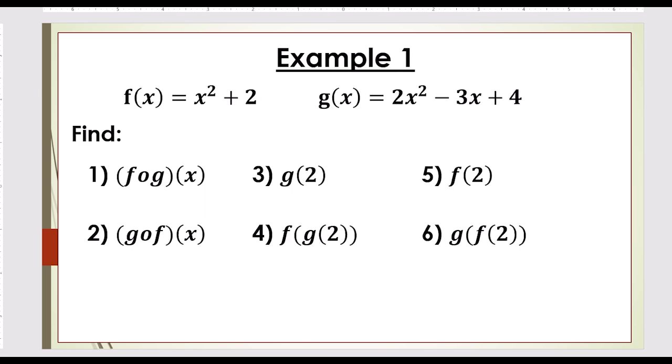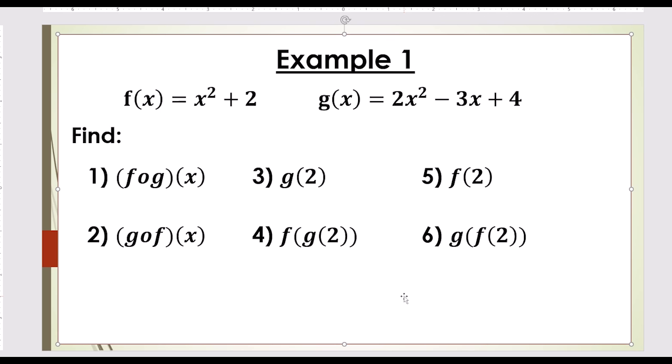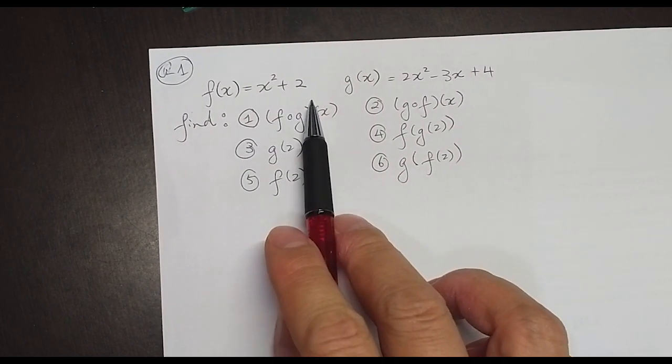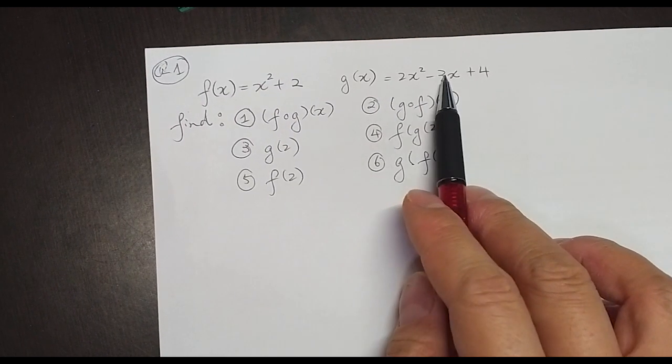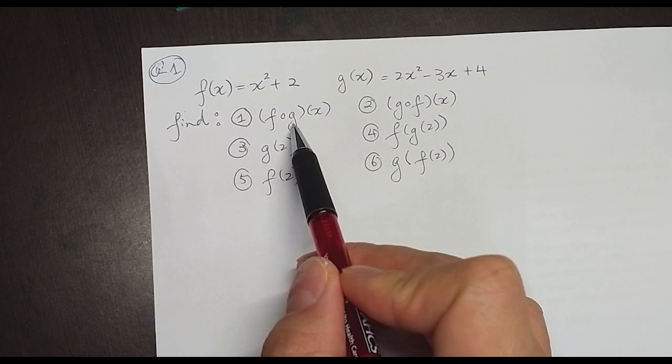An exercise for you to do. If we have a function f of x equal to x squared plus 2 and g of x equal to 2x squared minus 3x plus 4, then we find f composite of g, g composite of f, g of 2, f composite of g of 2, f of 2, and g composite of f of 2. Now prepare your paper and pencil or pen. Question 1, we have f of x equal to x squared plus 2, g of x equal to 2x squared minus 3x plus 4. And now we find the composite of function f composite of g of x.